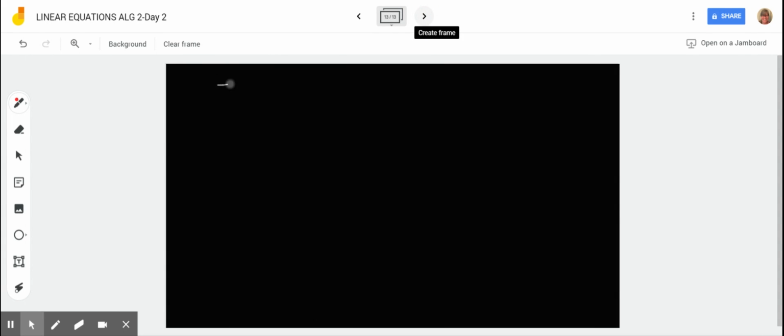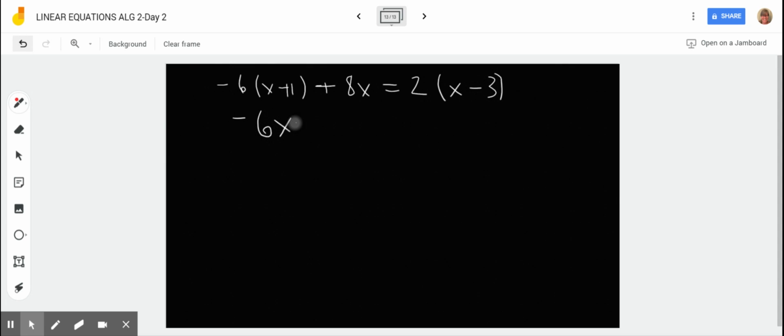All right, so we have -6 times x plus 1 plus 8x equals 2 times x minus 3. When we solve this problem, which I'm going to do without explaining every step, combine like terms.